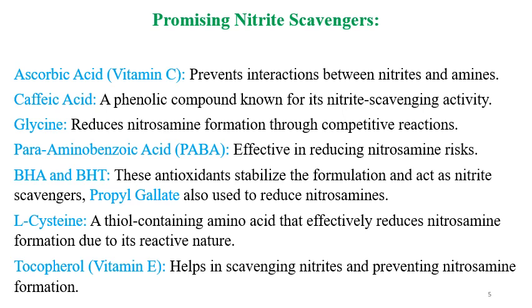Para-aminobenzoic acid, abbreviated as PABA, is effective in reducing nitrosamine risk. BHA and BHT are antioxidants commonly used in formulations. These antioxidants stabilize the formulation and act as nitrite scavengers. Also, propyl gallate, abbreviated as PG, is used to reduce nitrosamines, and propyl gallate has recently been used for the reduction of nitrosamines in sitagliptin formulations. So this is one of the examples.